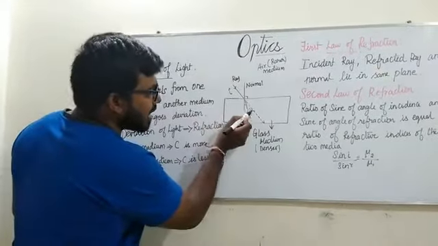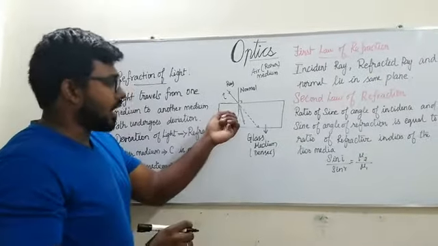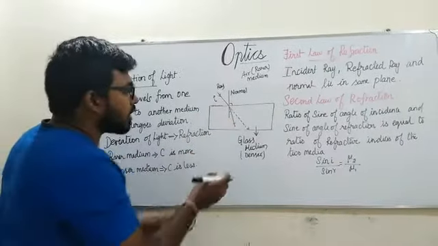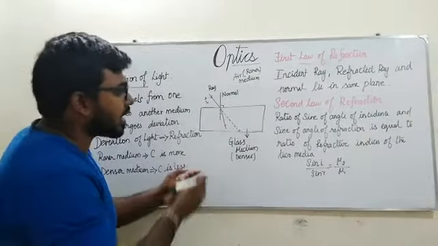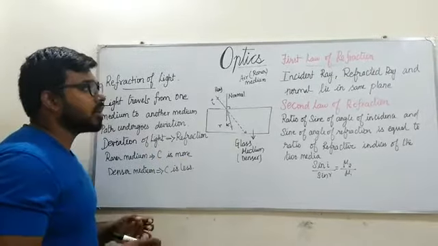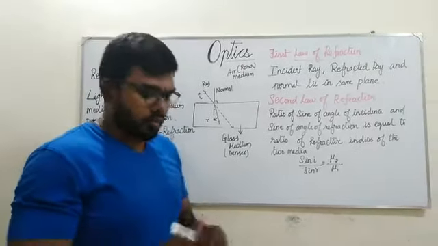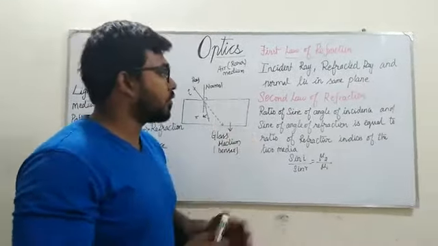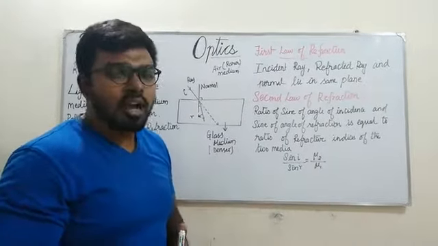The dotted lines represent the actual path of the light. Due to the difference in their refractive indices, the paths get deviated. This deviated ray is known as the refracted ray. So refraction normally obeys 2 laws. We call them the first law of refraction and the second law of refraction.